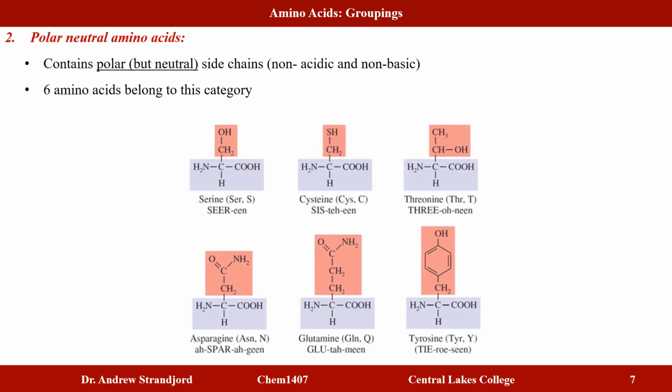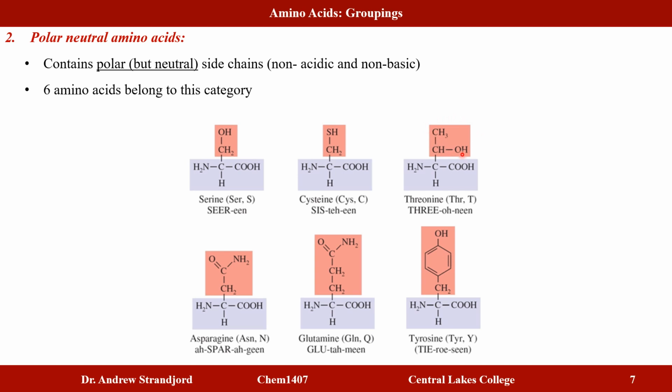The second grouping of amino acids are the ones that are polar, neutral amino acids. Polar meaning that they have some distribution of charge. Neutral means that they're not ionic. That also indicates that they're either non-acidic or non-basic. We have 6 amino acids that belong in this category. Serine, which contains a hydroxyl group, which is polar, but it's neutral. I have cysteine, which contains a sulfhydryl group, which again is polar but neutral.